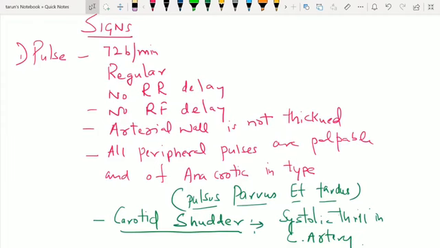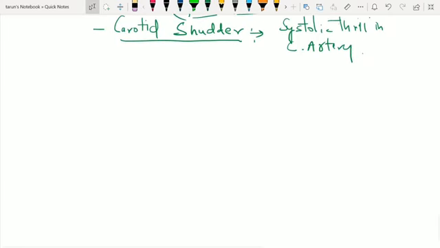So you are getting 72 beats per minute of pulse, which is regular, no radioradial delay, no radiofemoral delay, arterial wall is not thickened, all the peripheral pulses are palpable and of anacrotic type, that is pulsus parvus et tardus. If you get a carotid shudder, you will say there is a systolic thrill in the carotid artery. Then after the pulse, you will tell about the blood pressure.